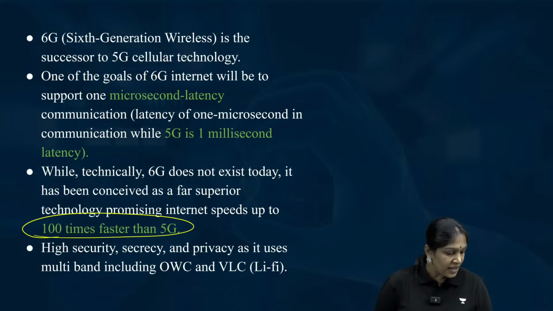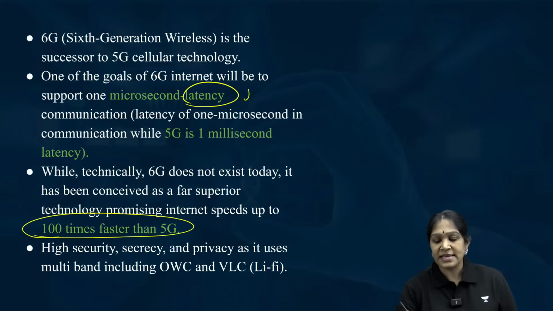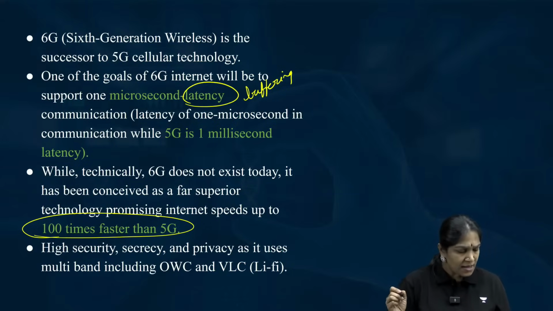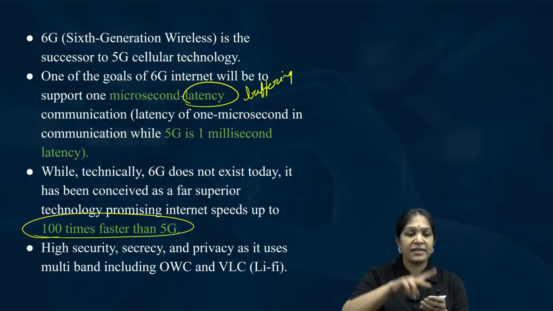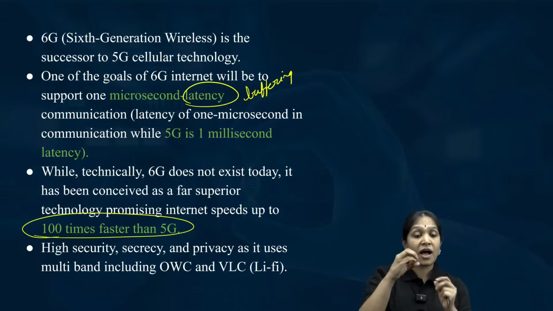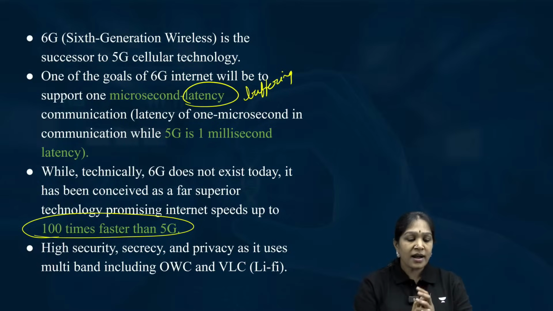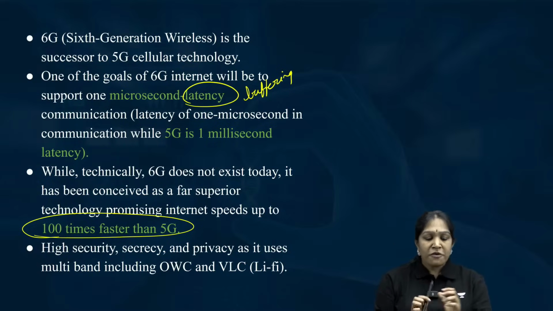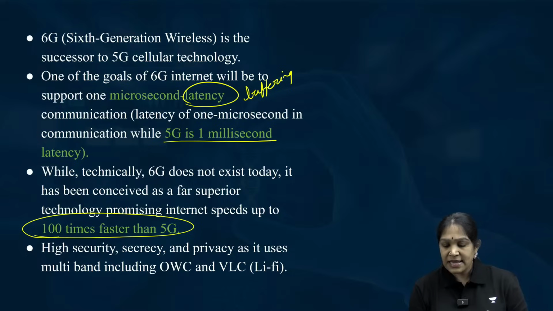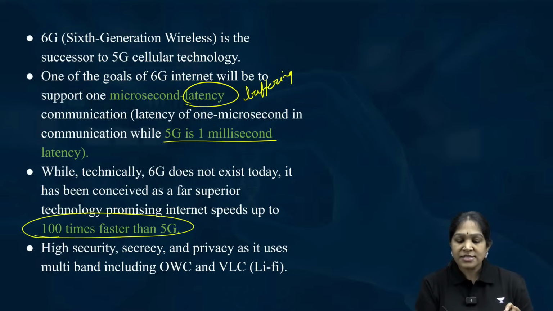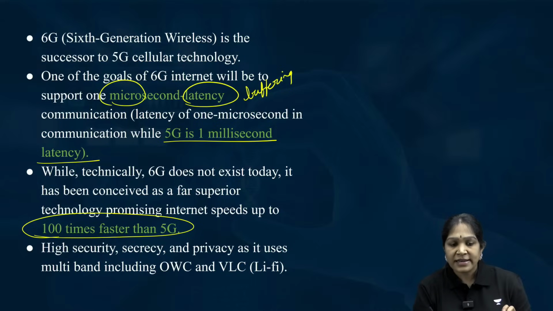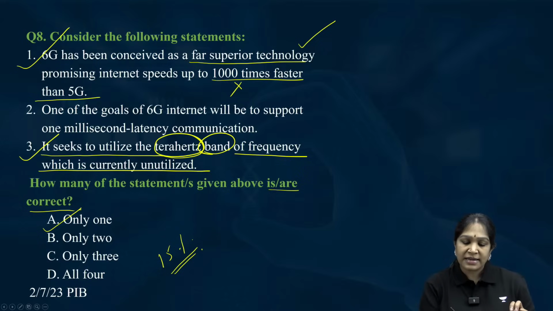Is it clear? And what do you mean by latency? Latency means buffering. For example, in Google, when you search something, it will keep buffering. In how much time it will respond, that is called latency. 1 millisecond latency is that of 5G. 6G is microsecond latency, but the statement given here says millisecond. This makes it wrong. Is it clear?